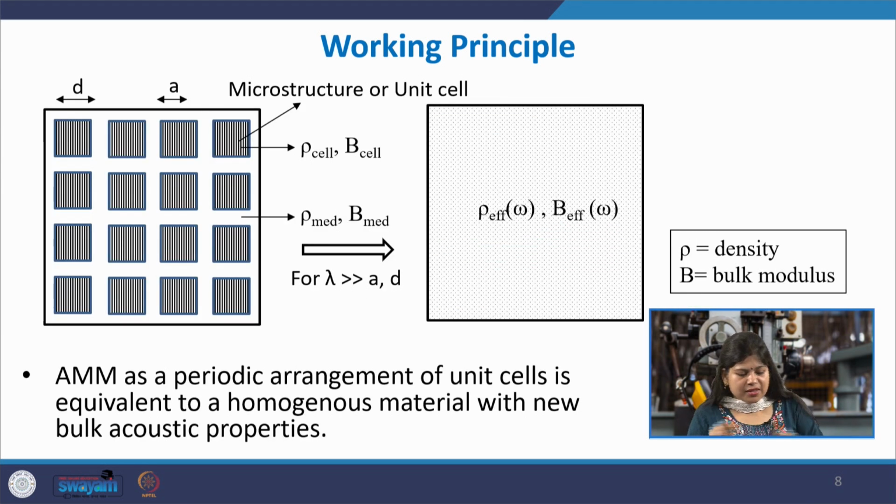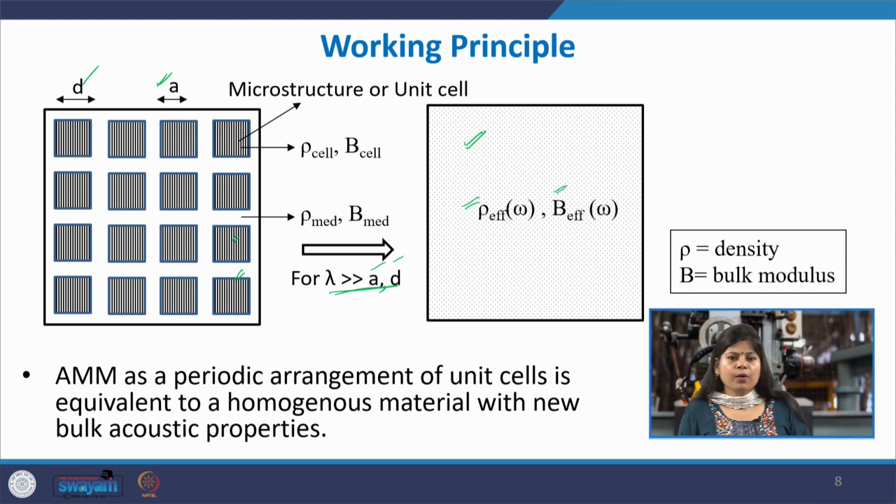So, let us see here schematically. Here we have some unit cells which are made of conventional material having conventional B and rho, and they are periodically arranged in some host medium, and together this material behaves as a homogeneous material having some rho effective and B effective of an extraordinary value. This property happens only when the individual dimensions of the unit cell and its spacing are much smaller than the wavelength of the sound wave under consideration.